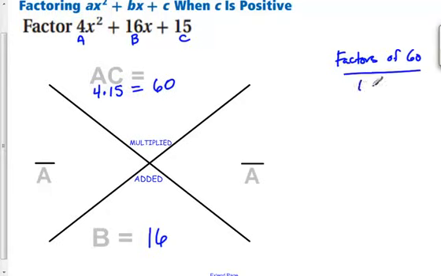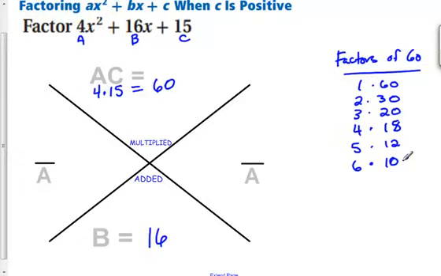Again, I've got to list all my factors of 60. So we can start with 1 times 60, 2 times 30, 3 times 20, and then we get 4 times 15, and we get 5 times 12, and 6 times 10. So when we look at all of the factors, we can see right away that 6 plus 10 is going to equal 16. So we're going to take our 6 as one of our factors here, and our 10 as our other factor there. We're going to write it that way.